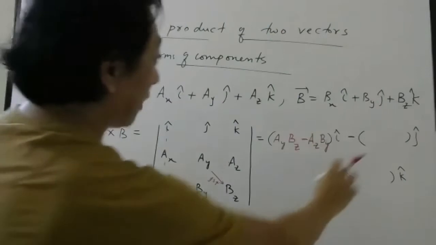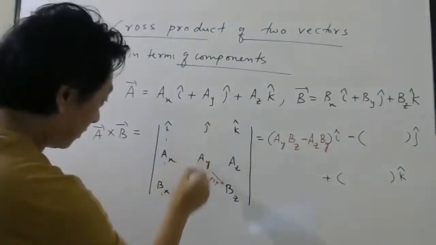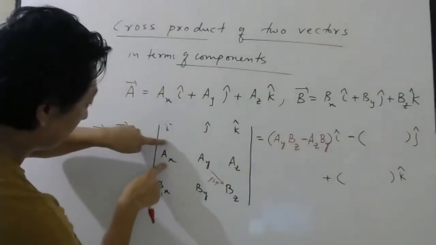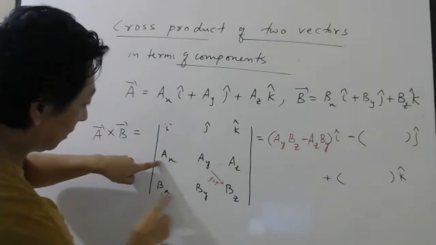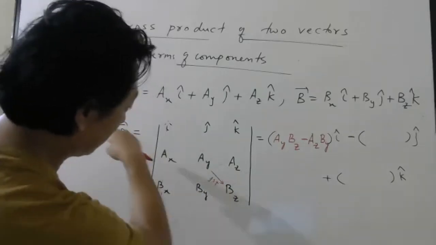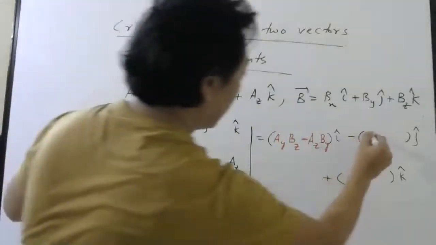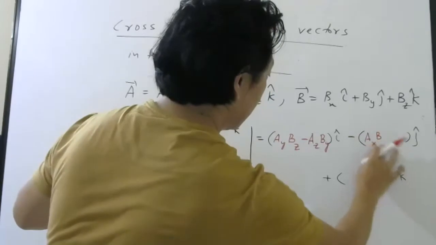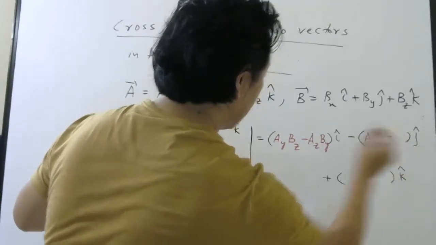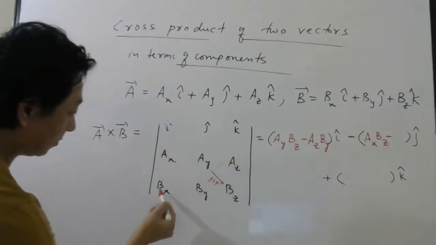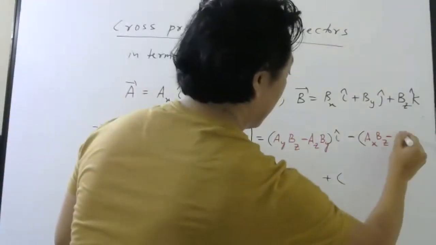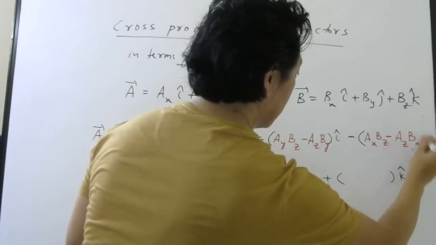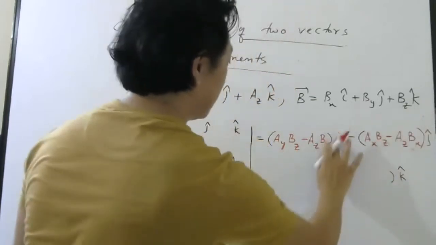Then to find the J component, you forget this part. Forget this part. So what will be left? AX, AZ here, BX, BZ. So first multiply this way first. AX, BZ, minus what will come next? AZ, BX. That will be your J component. This is your I component.